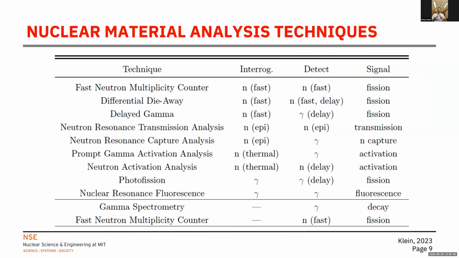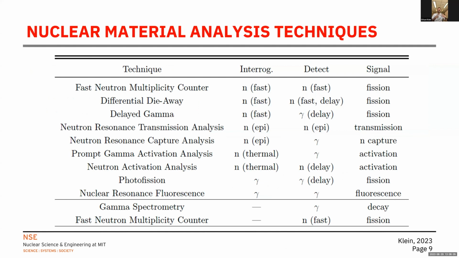Here's just a quick overview. Some of these techniques you may have heard before. On the left-hand side are the names of the techniques, and then on the right-hand side, for the active interrogation, we discuss the means of probing the material, what signature we're trying to detect, and what the actual underlying signal is.